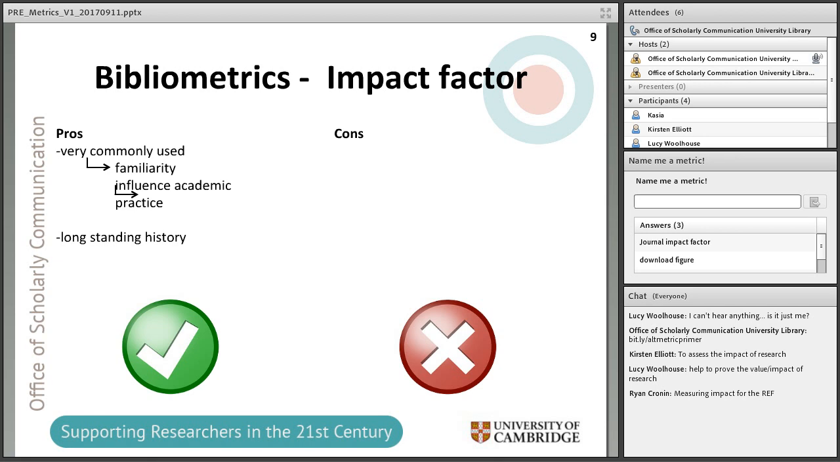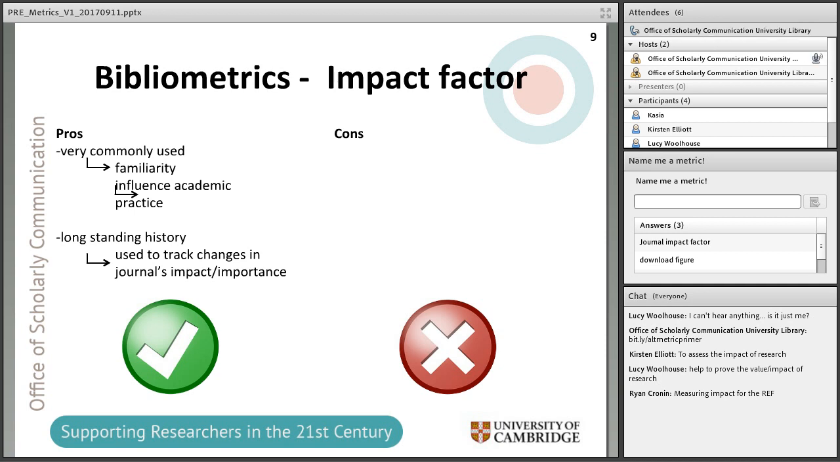It also has a long-standing history, which feeds back into the familiarity, and it's used to track a journal's importance or impact over time, which is really good if you're taking the long-term view. If you're assessing research that was published, say, 5 or 10 years ago, you can go back and look at the impact factor then, because it could be that the journal has dropped in the rankings, but 5 or 10 years ago it was a great journal. So at the time, it was marvelous research. That's not to say that the impact factor is the only way to score marvelous research.